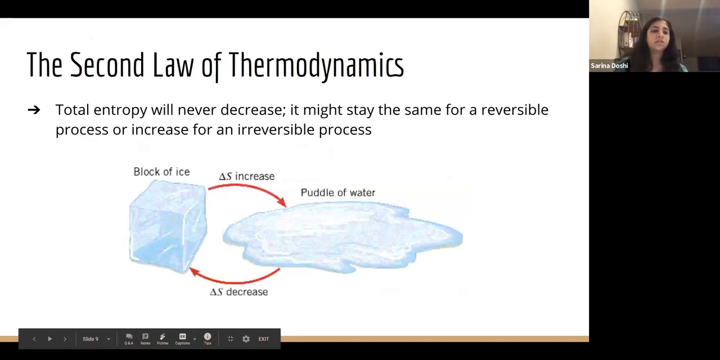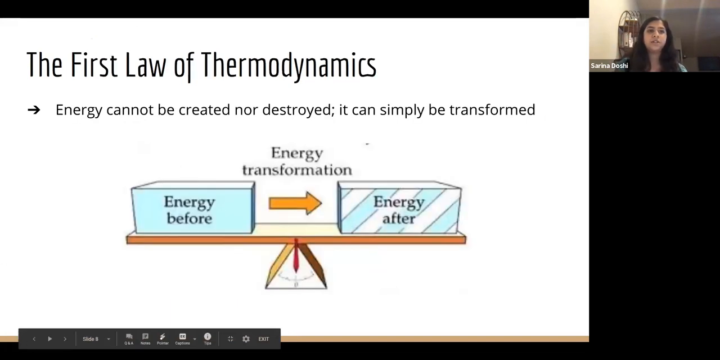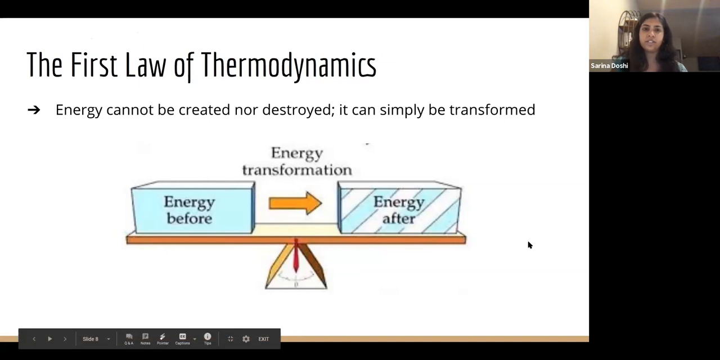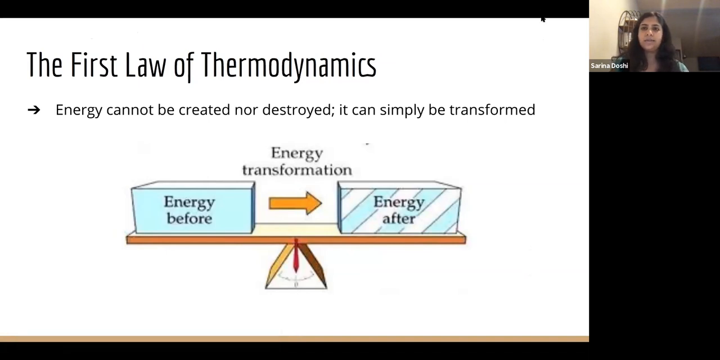Okay, so the first law of thermodynamics states that energy cannot be created nor destroyed, it can simply be transformed. So it actually doesn't say that. It says something a little bit more complicated and difficult, but this is kind of the general gist of it. And this is what the important takeaway is. You can never create nor destroy energy. There is no infinite energy. We have a finite amount of energy in our system, but we're not depleting it because we're just transforming it.